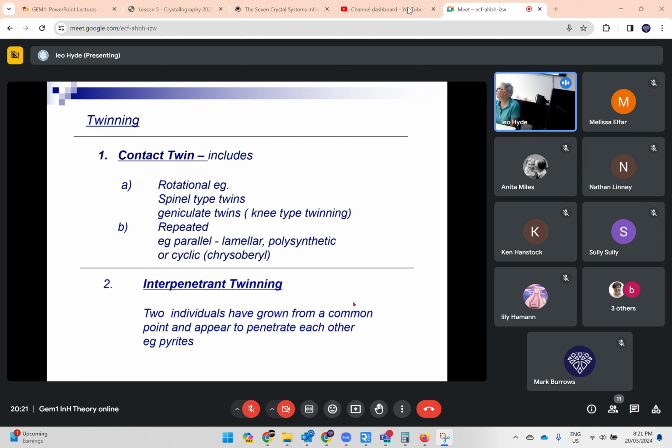They will ask you for a couple of marks about the different ways a crystal can twin. And we can have contact twins where, as I just mentioned, sometimes the crystal halfway through will turn. So they've got a plane there that's in common, but the crystals change directions. And so we have a rotational twin, like spinel or diamond. A geniculate twin is where they've changed direction. Geniculate's like knee. So you get this thing that goes like this.